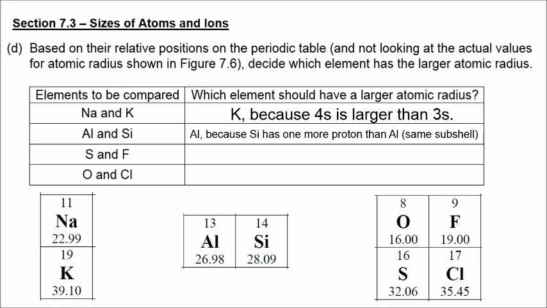But we know that sulfur should be larger than oxygen, and oxygen should be larger than fluorine, so therefore sulfur is larger than fluorine. Now, if we go the other direction and try to compare oxygen and chlorine, we can't do it just based on periodic trends.